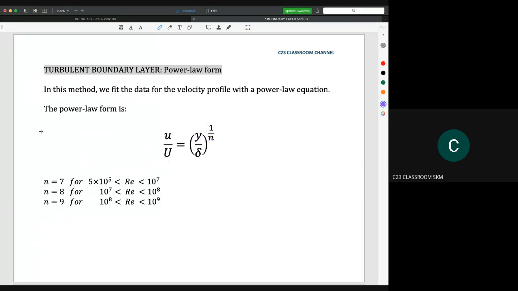Okay, so again, I would like to mention here. For a turbulent boundary layer, our velocity distribution needs to be given like this: u over U is equal to (y over delta) to the power of 1 over n. To determine the value of n here, it depends on the Reynolds number. As you could see here, if the Reynolds number is from 5 times 10 to the power of 5 until 10 to the power of 7, n is equal to 7.